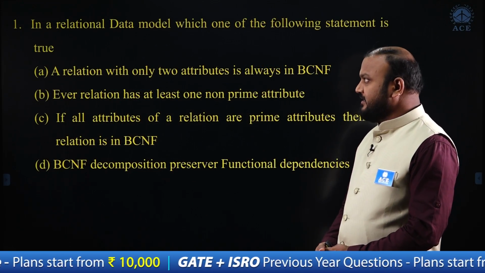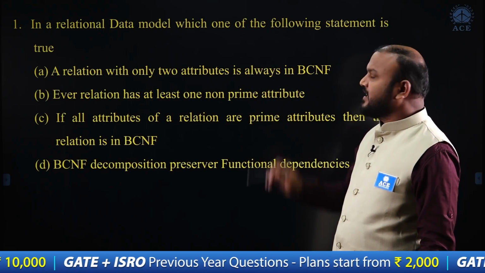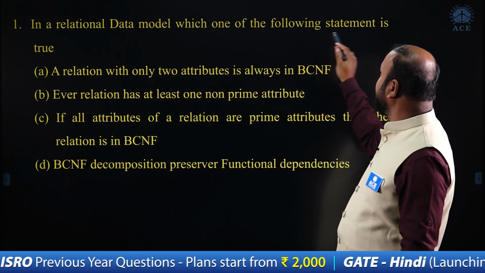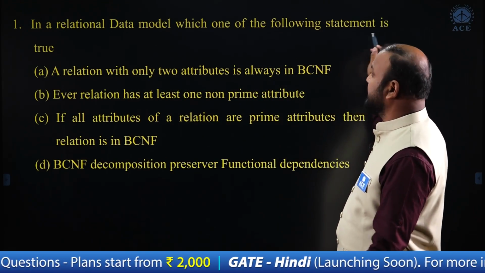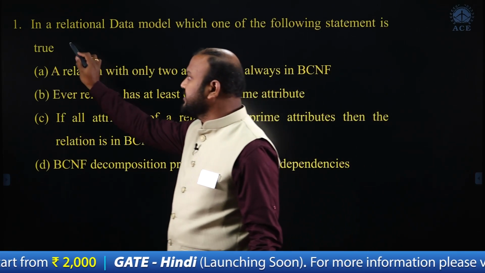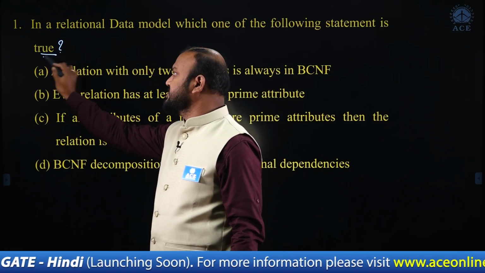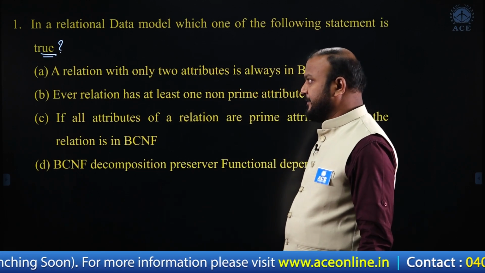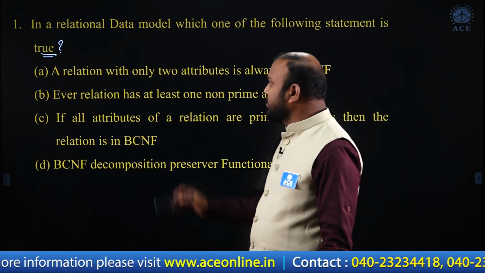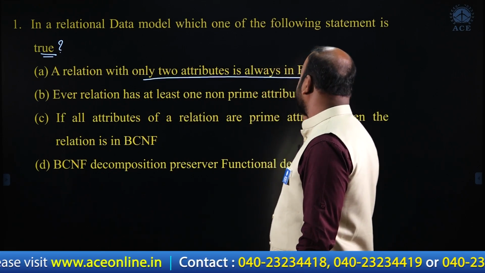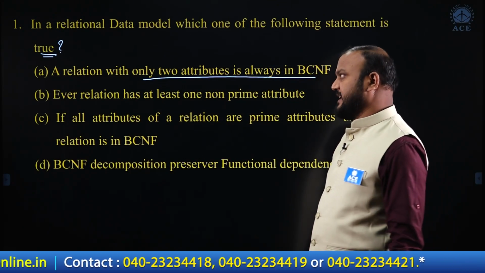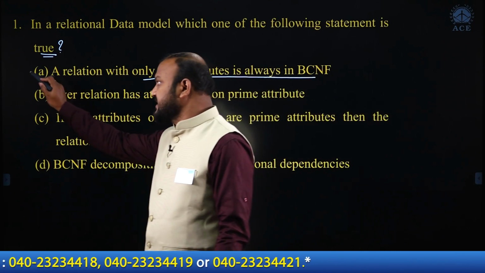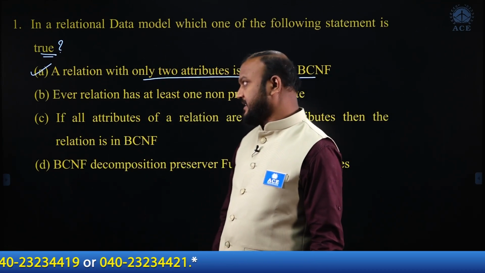Here is a question. In a relational data model, which one of the following statements is true? The question is about which statement is true. Look at option A. A relation with only 2 attributes is always in BCNF. It is a true statement and option A is the correct answer.